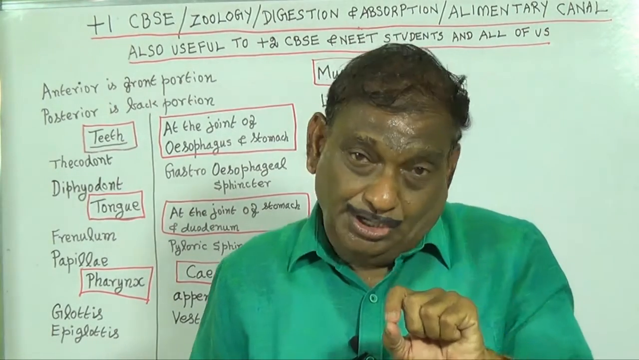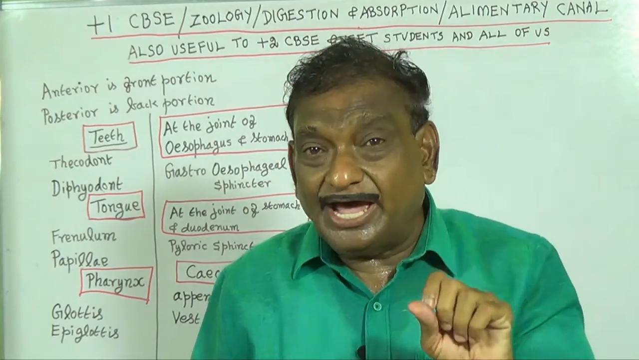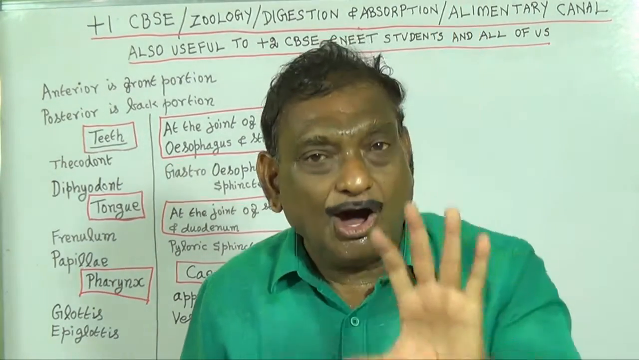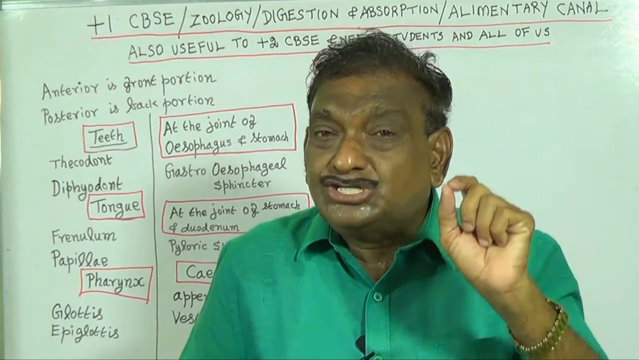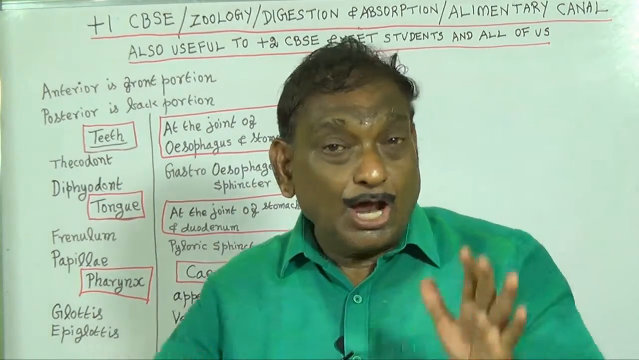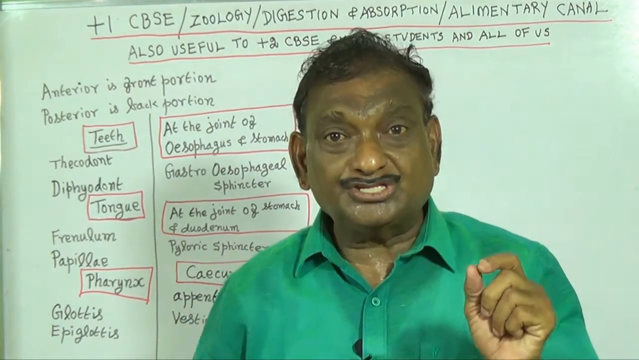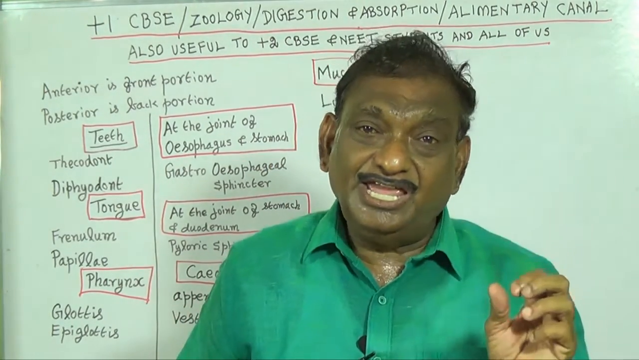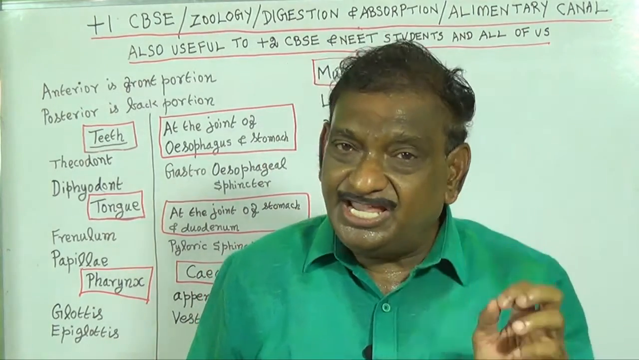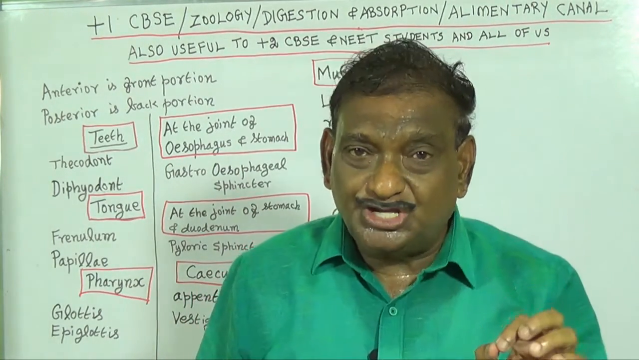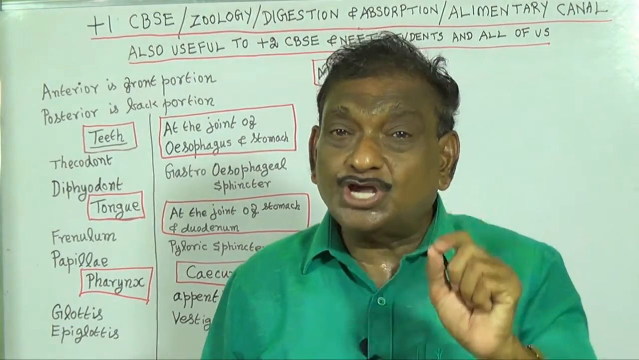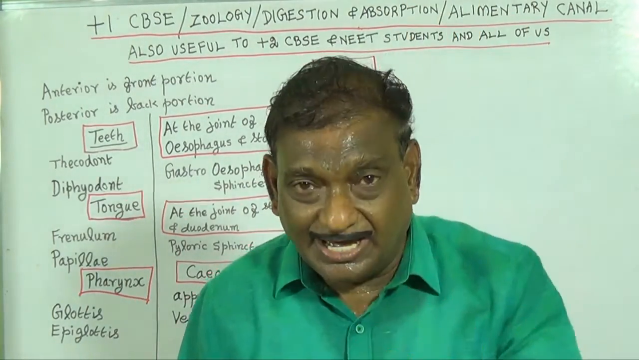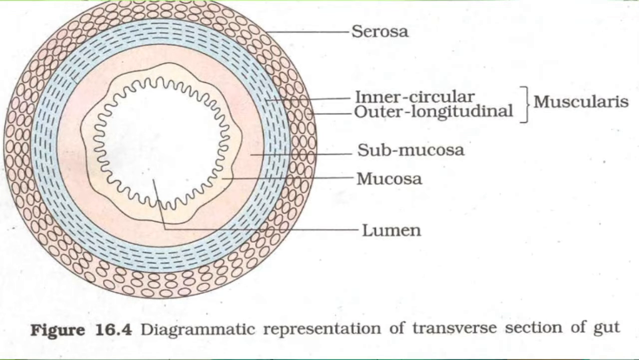Next we are going to study about the walls of the alimentary canal. In the walls of the alimentary canal there are 4 layers. One is serosa, the second is muscularis, the third is submucosa, the fourth is mucosa. The serosa is the outermost layer. See the diagram for the 4 layers of alimentary canal wall. You can see the outermost layer serosa on the diagram.